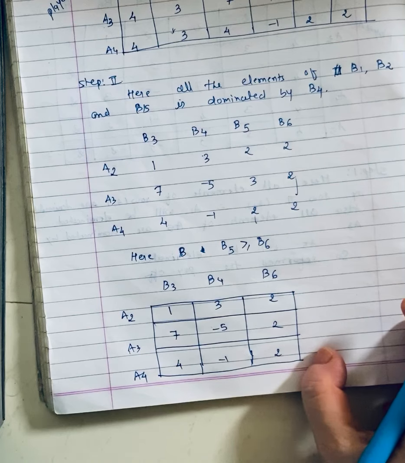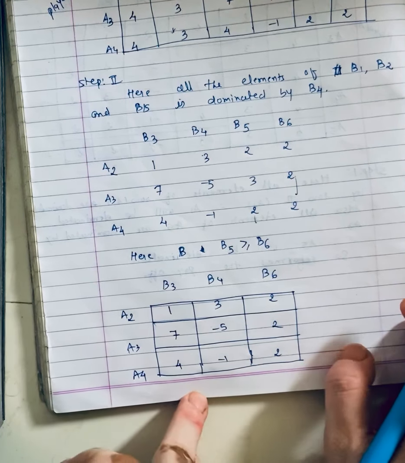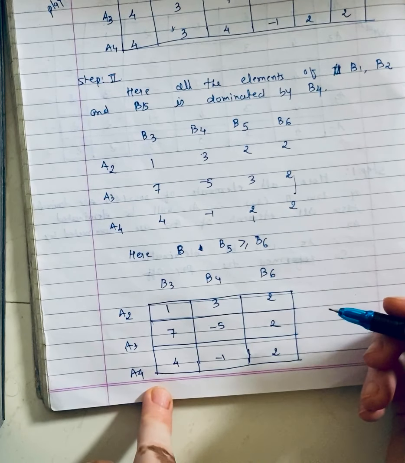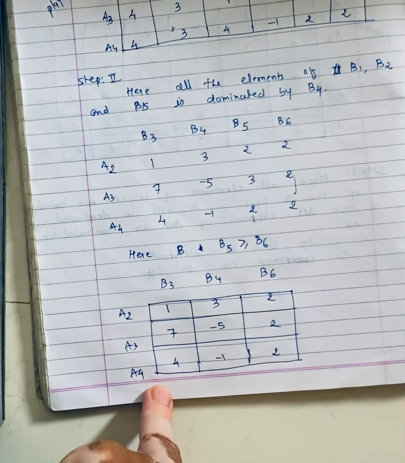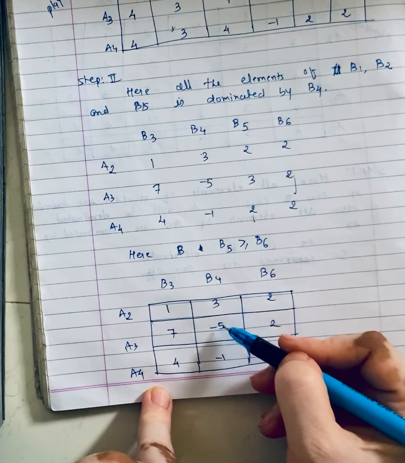Now we have to reduce the payoff in order of 2 by 2. So let's check row otherwise column. If any row or column is less or greater than any of the other column, then we reduce it. So let's check. Here 7 is greater than 1, but minus 5 is less than 3.